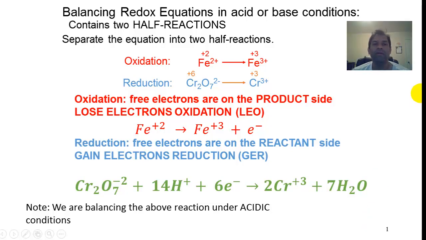Here we will learn how to balance redox reactions, also known as oxidation-reduction reactions. A redox reaction actually consists of two half reactions. One of them is an oxidation reaction. The other one is a reduction reaction. So those two half reactions combine to give you the full redox reaction.